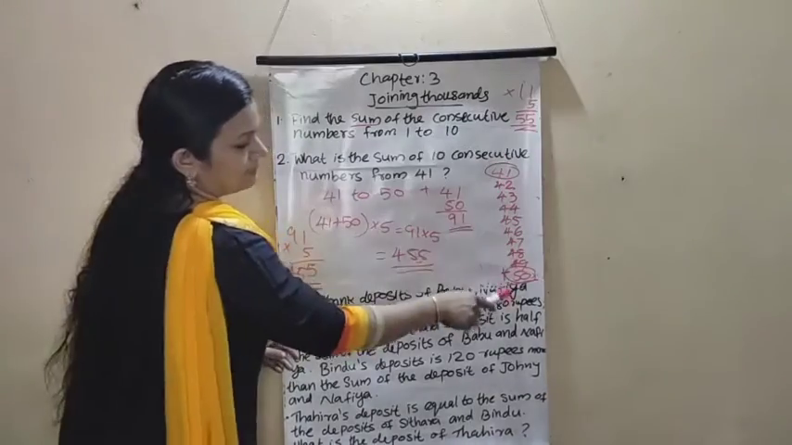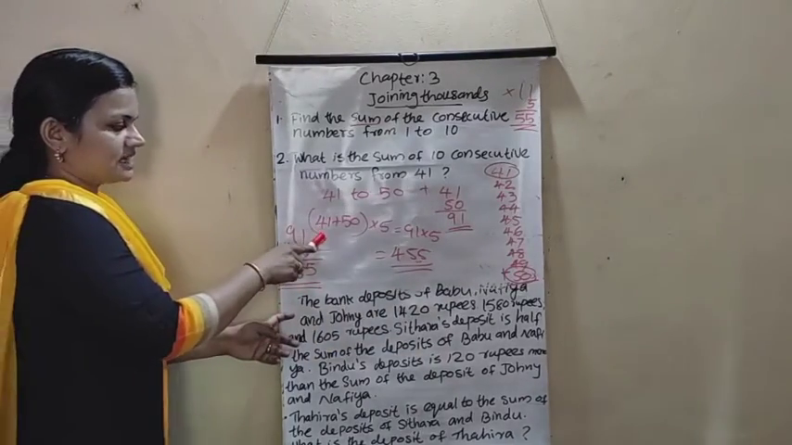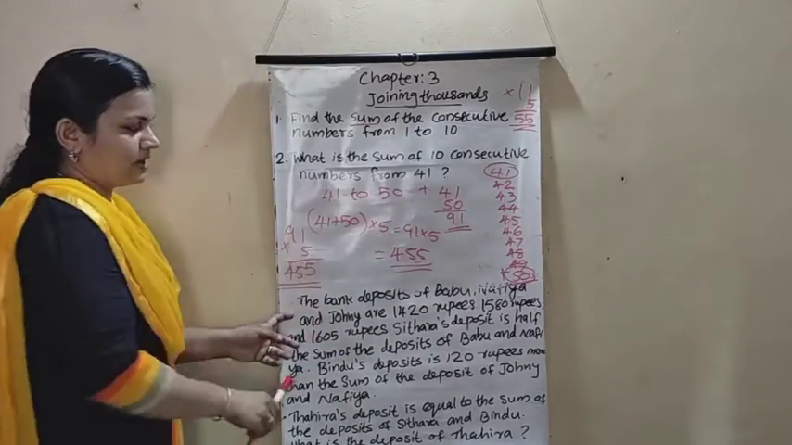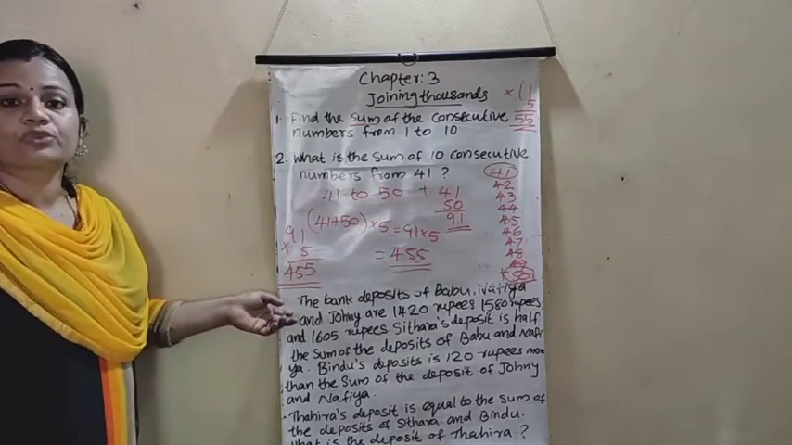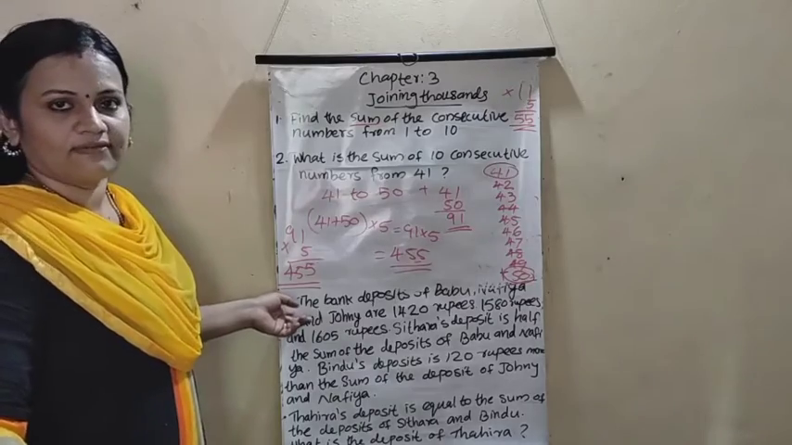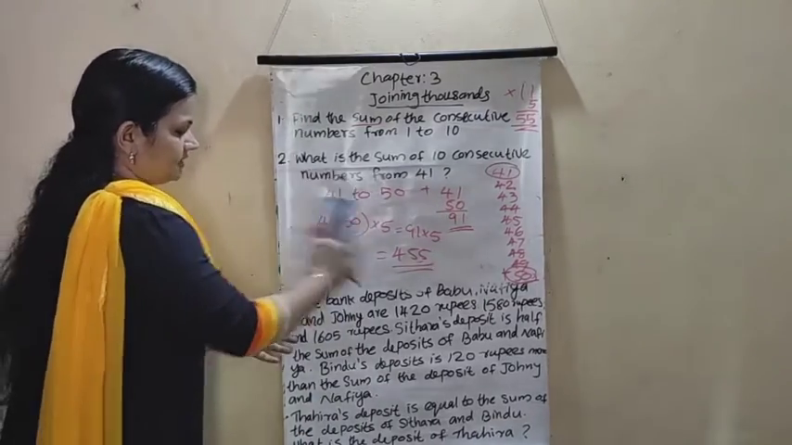Adding these 10 numbers is the direct method. This is the shortcut method: first number plus last number into 5. 41 plus 50, 91 into 5. What is the answer? 455. Understood? You study this shortcut method equation.